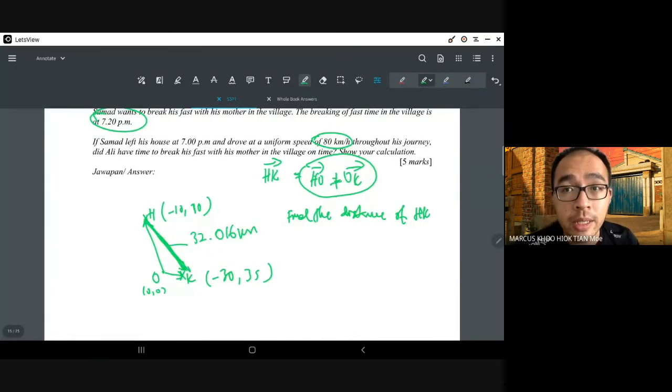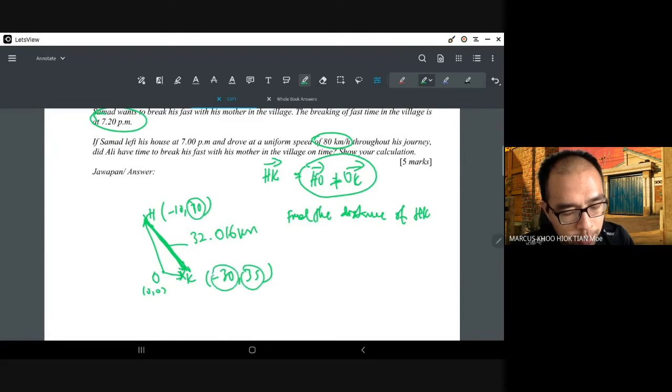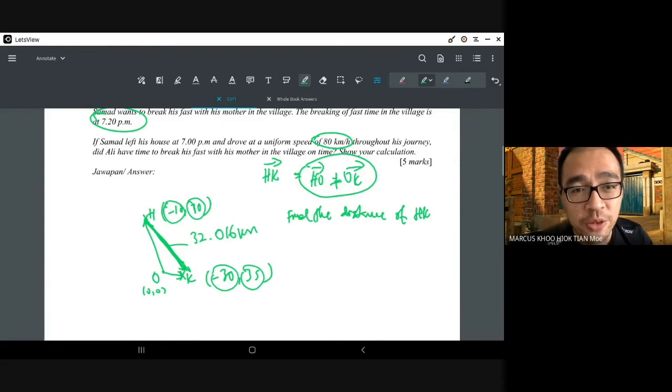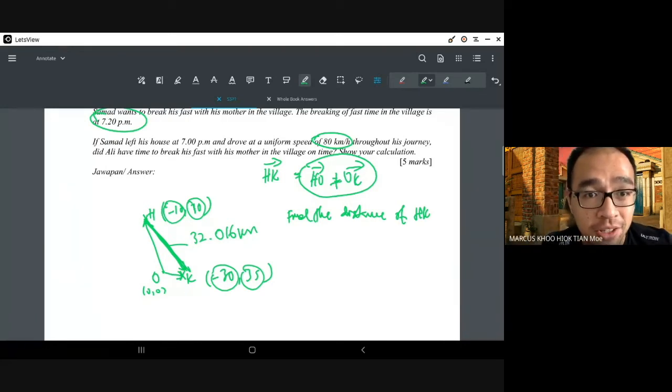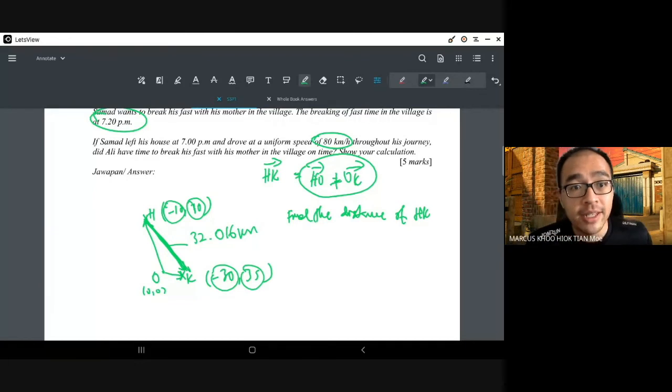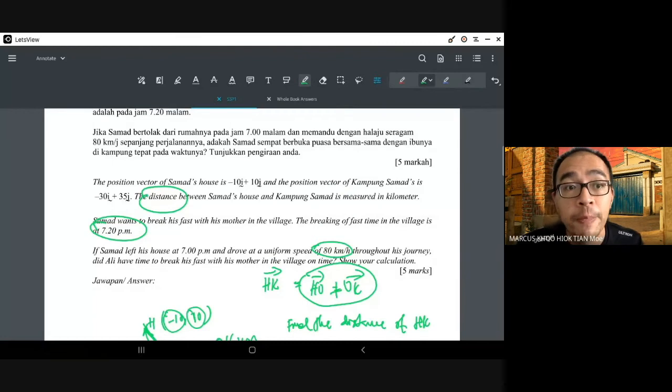Okay, and this one you can do in your own spare time. I wonder if, let's say I use the coordinate geometry method, negative 10, 10 and 30, 35, would I be able to get the same answer, 32.016? It'd be quite interesting. Actually, you would. You would get the same answer, 32.016. If you use coordinates only, you didn't even actually have to find the vector. But because the question asks for the vector, usually we automatically go into vector mode.